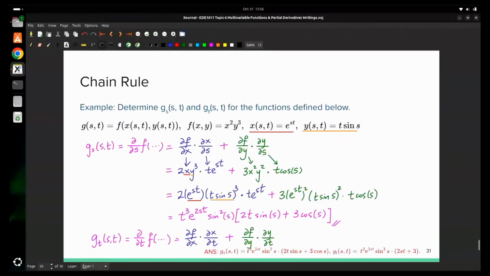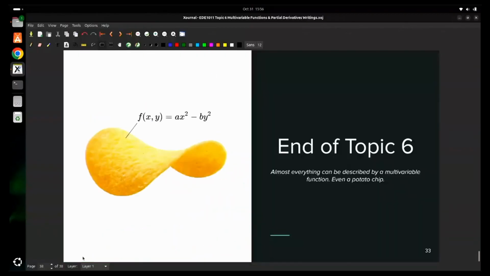Okay, that's all for today. This part, I'll just fill in the answers in the writings and upload it. So then it's done for topic 6.